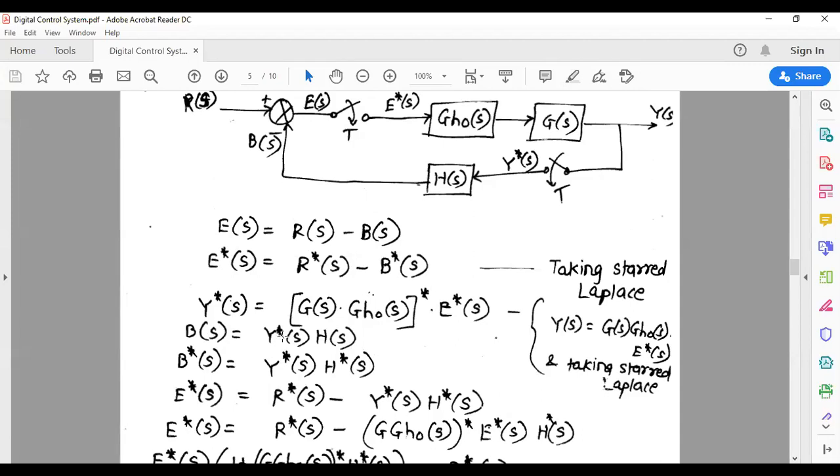B of s is y star of s, which is very evident from the diagram. B of s, you can trace it out as I move the mouse. B of s is y star of s into h of s. But do I need b? Does b suffice in any way? No, I need b star. So b star of s will be y star of s into h of s, the whole star. When I take the whole star and one of the terms is starred, I get y star of s into h star of s.